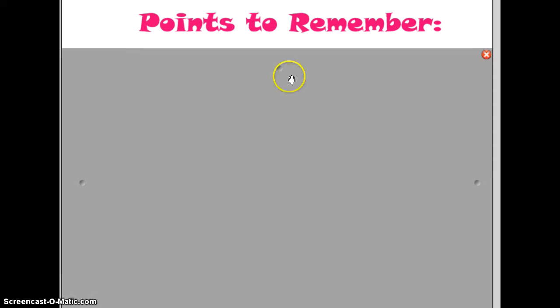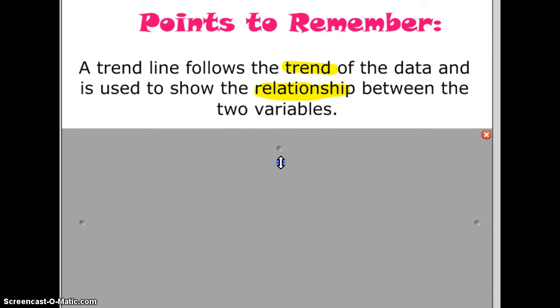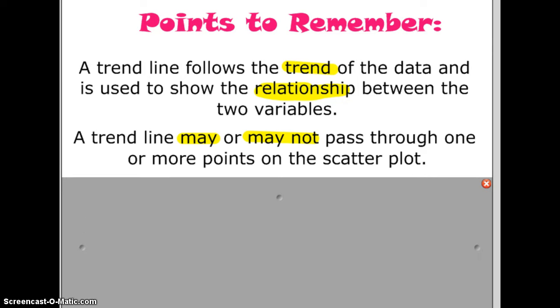Some points to remember. A trend line shows the trend of data and is used to show the relationship between two variables. Trend and relationship both need to be filled in on your recording sheet. A trend line may or may not pass through one or more points on the scatter plot. Sometimes your trend line will hit some points, other times it might not. Please do not try to connect all the points together on a line.